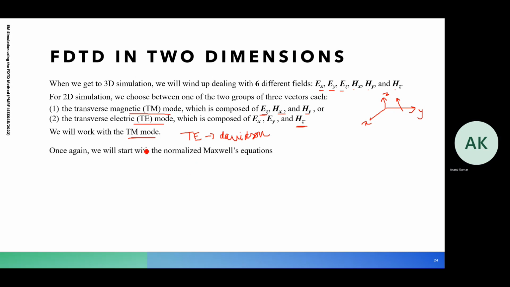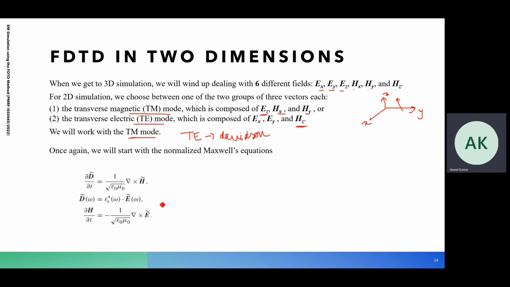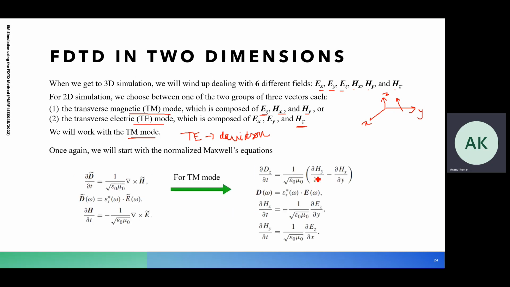Okay. So once again, we'll start with the normalized Maxwell's equations, and since we're going to deal with TM mode, this will be our set of equations where we have Dz and Ez, and then we have the two magnetic field expressions Hx and Hy.